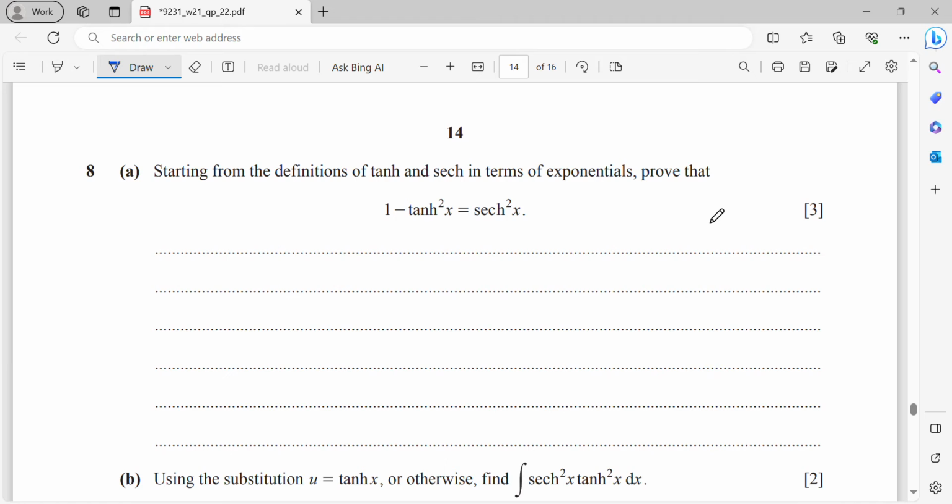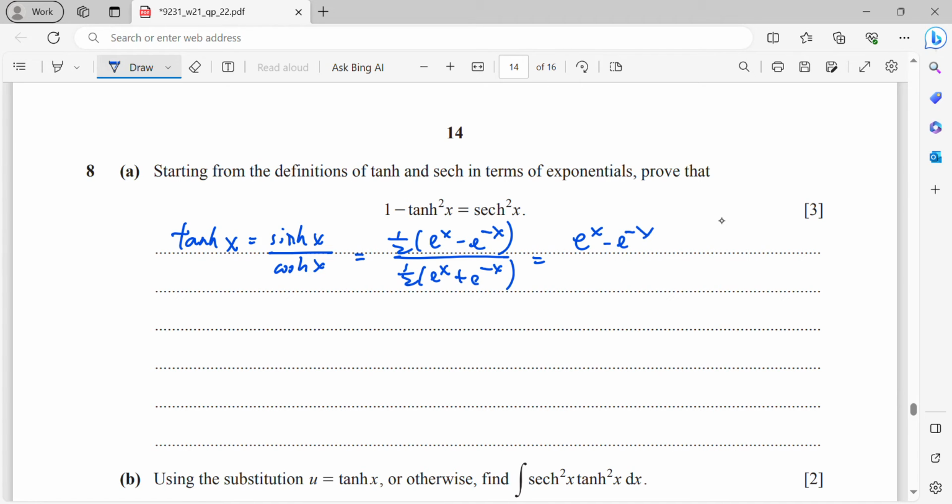Now, question 8. Starting from the definitions of hyperbolic tangent and hyperbolic secant in terms of exponentials, prove that 1 minus tanh squared x equals sech squared x. So we know that hyperbolic tangent x is sinh x over cosh x. So this is half of e^x minus e^(-x) over half of e^x plus e^(-x). Therefore, it is (e^x minus e^(-x)) over (e^x plus e^(-x)).